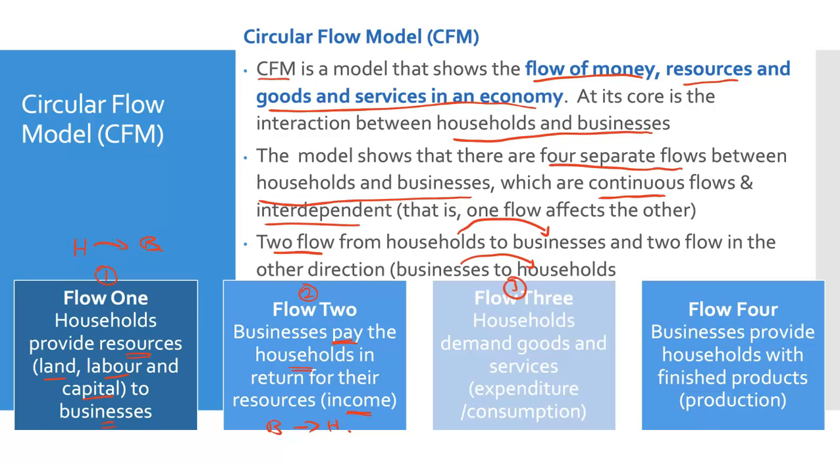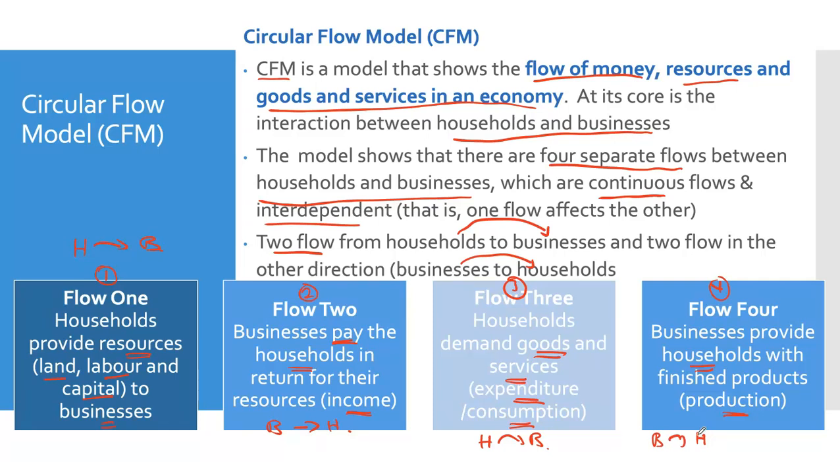Flow 3, households demand goods and services. So with this income that they've just received, households demand goods and services, so they spend money and consume goods or services. This one is households, again, to businesses demanding goods or services. What do businesses do in flow 4? They provide the household with this production. So businesses provide the production to households.